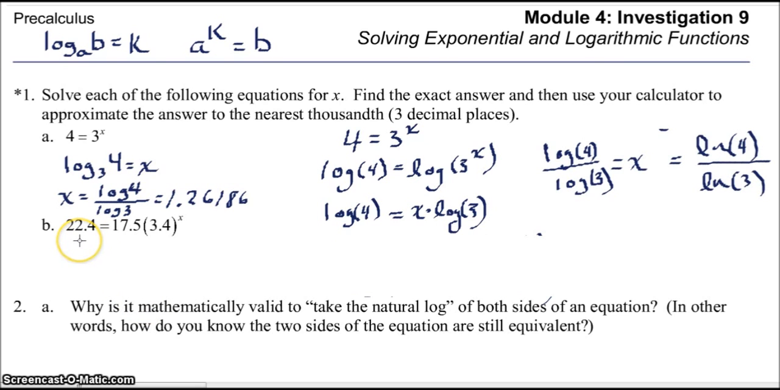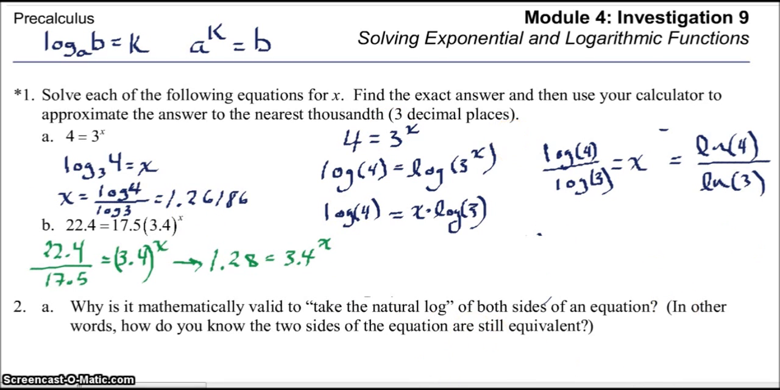For number 2, 22.4 equals 17.5 divided by 3.4 to the x. We really want to get a form like this, a to the x equals b. So the first thing we can do is divide by 17.5. And in the calculator we can divide. So we have 1.28 equals 3.4 to the x.